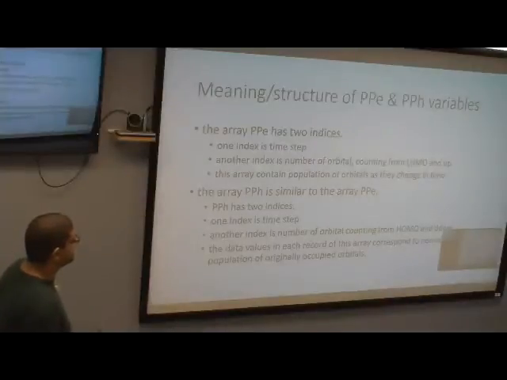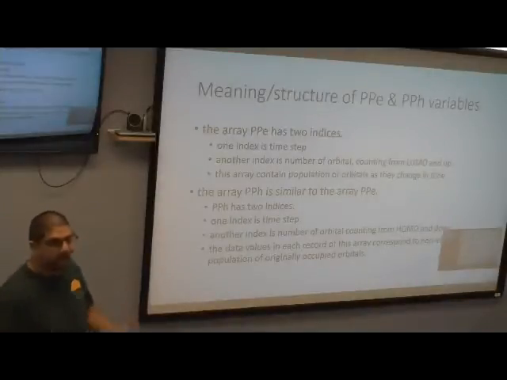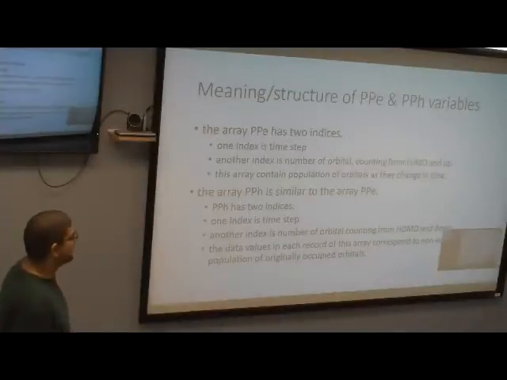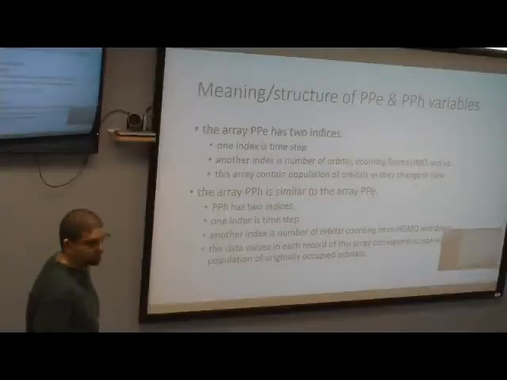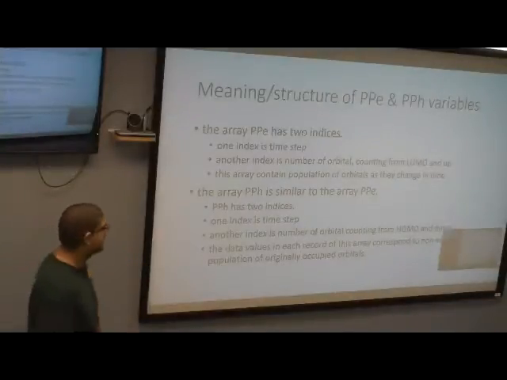The other index is the number of orbitals, and we're counting from the lowest unoccupied molecular orbital up. This array has the population of orbitals, and we're looking at the population of orbitals as they're changing in time.